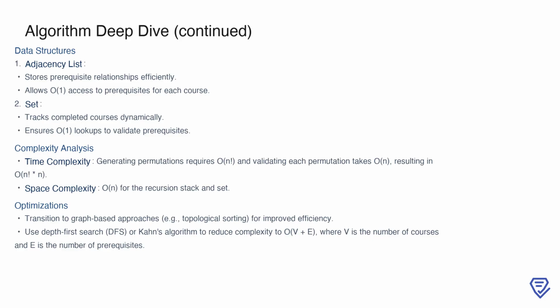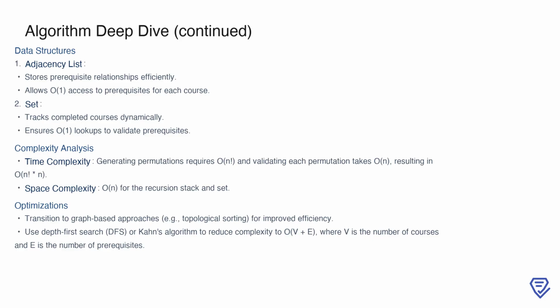The adjacency list allows us to store the prerequisite relationships in a way that provides constant time access to the prerequisites for any course. Meanwhile, the set dynamically tracks which courses have been completed, enabling quick validation of prerequisites during the permutation checks. However, the inefficiency of this approach lies in its complexity.